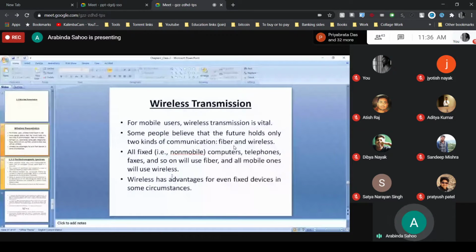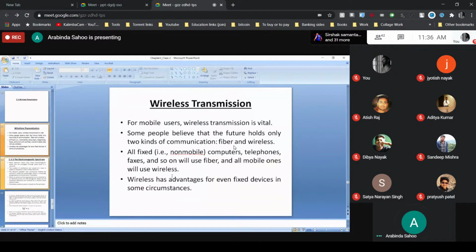That means if it is not physically possible to interconnect with fiber or any other communication medium, wireless transmission is the only choice. And for mobile devices, normally wireless transmission is the only choice to communicate with each other. For fixed devices, one can use either wireless transmission, or different types of fiber optics, or coaxial cable to interconnect with each other.